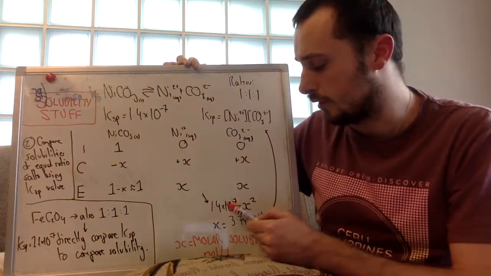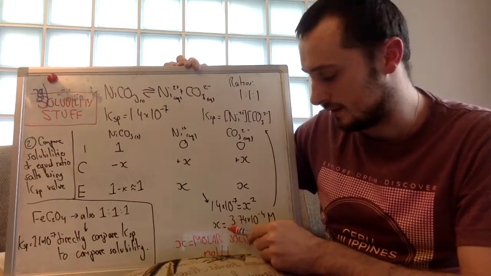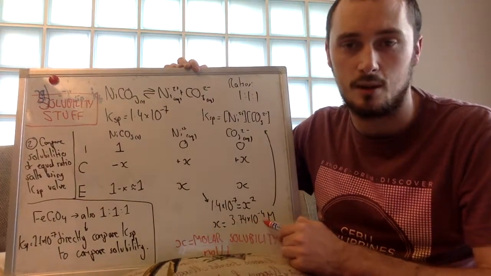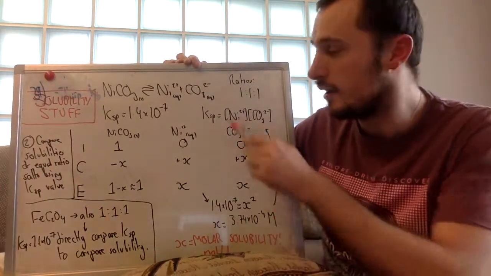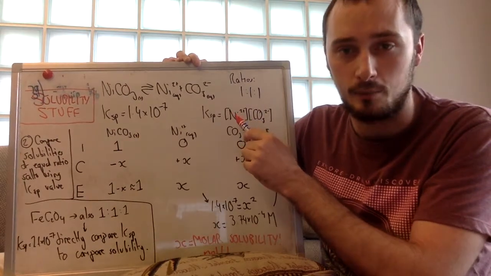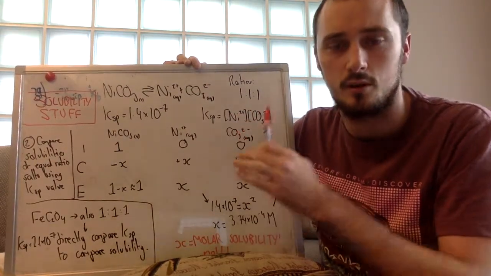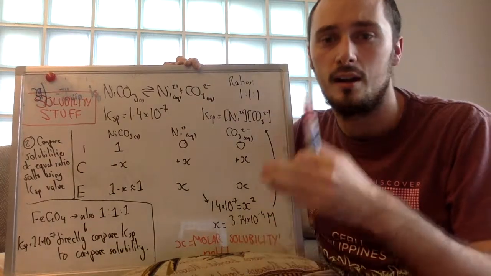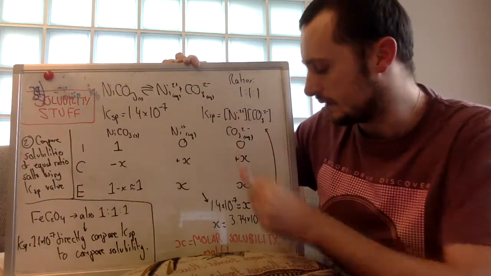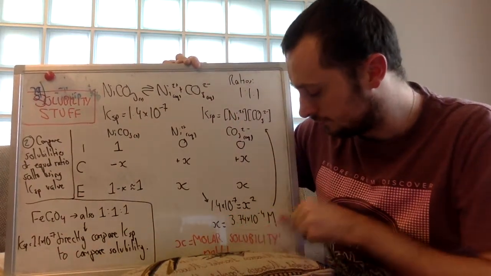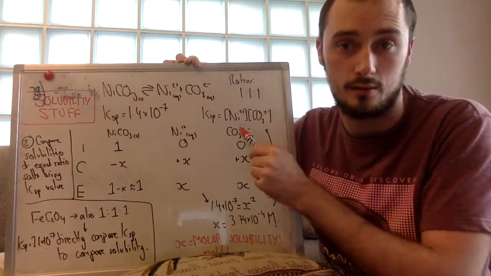Now you take the square root of both sides, and what you find is that X is equal to 3.74 times 10 to the minus 4 moles. So that means that you can expect to have at equilibrium, once your solid has been dumped into the water and you're at equilibrium, this many moles of each of these ions, okay?